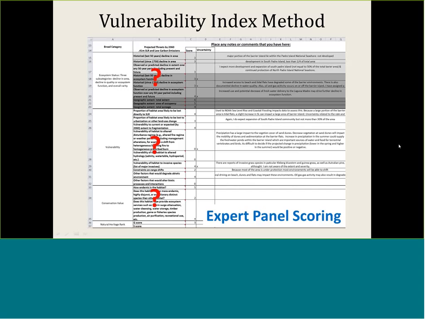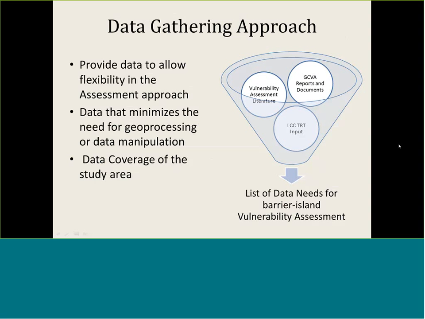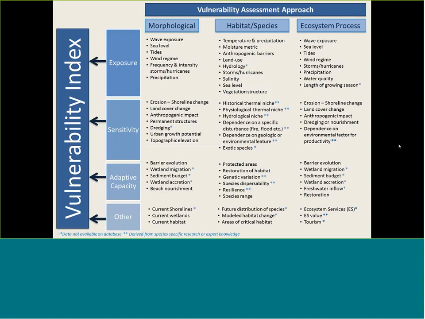So keeping these ideas in mind, in our data gathering approach we were trying to find out what data we need to provide to best help in achieving this vulnerability assessment. We took all the information we could find in the literature and reports available from the LCC, as well as input from the project review team, and we developed what I call a wish list of the data needs, or the different types of data that we would need to develop an index. This data would satisfy the three components of the vulnerability index, exposure, sensitivity, and adaptive capacity, and also other background information that could supplement it.